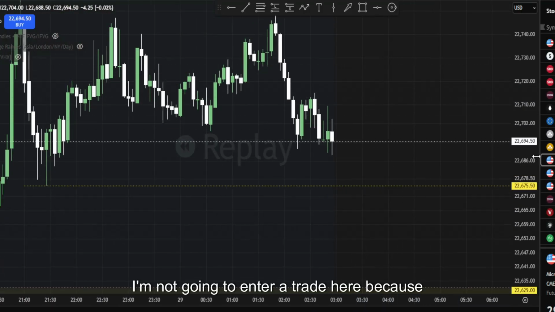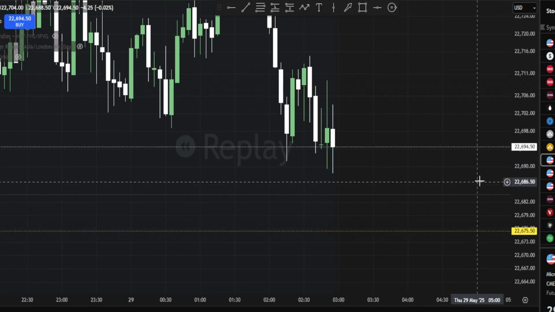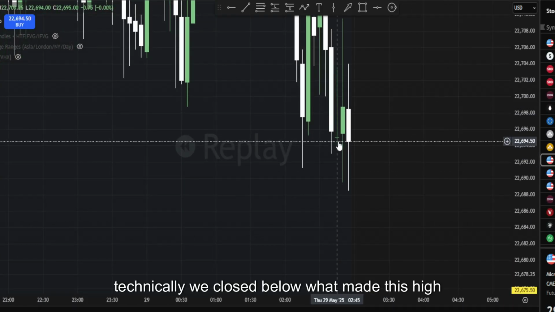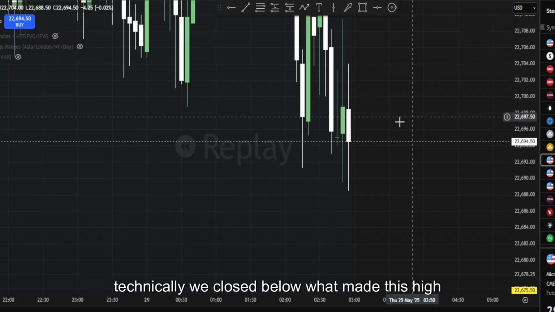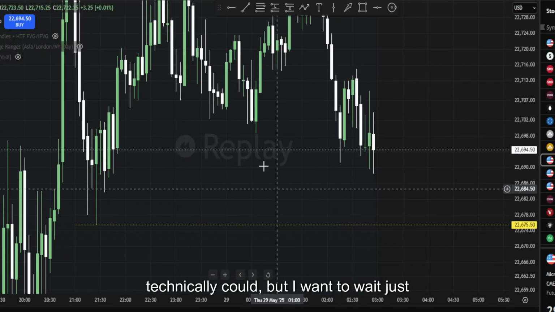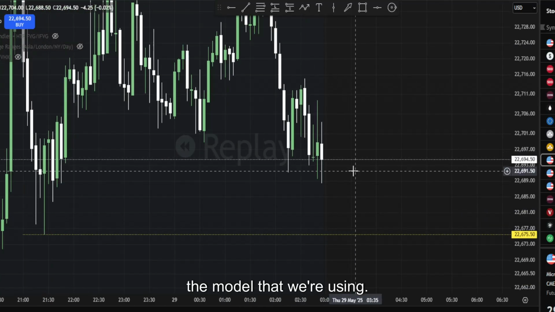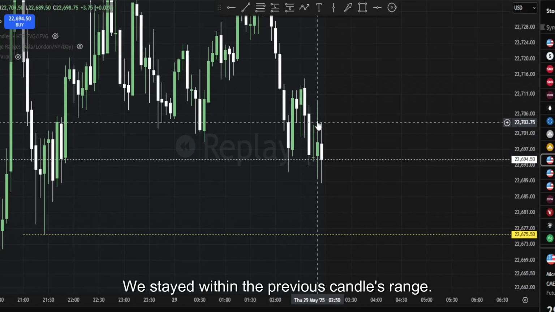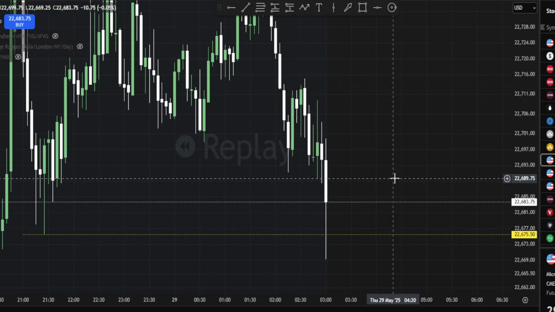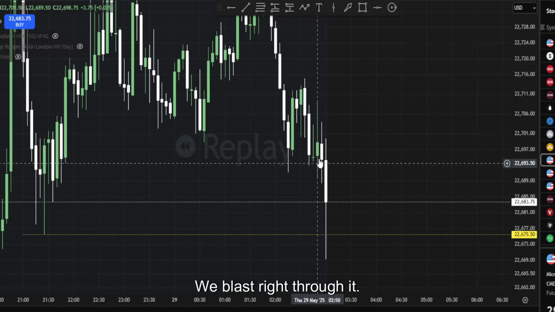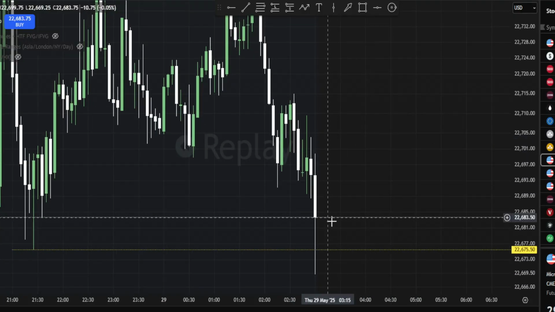I'm not going to enter a trade here because technically we closed below what made this high. So if you are splitting hairs, you technically could, but I want to wait just based off of the model that we're using. Let's see. We stayed within the previous candle's range, and unfortunately, we miss out on this trade. We blast right through it.